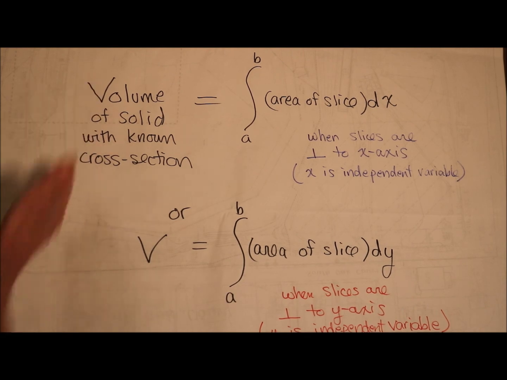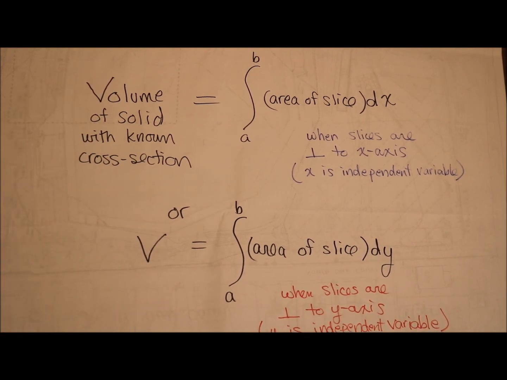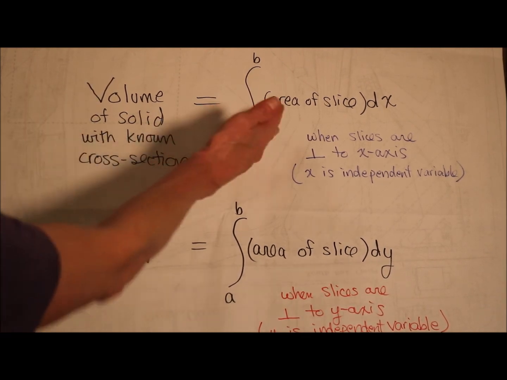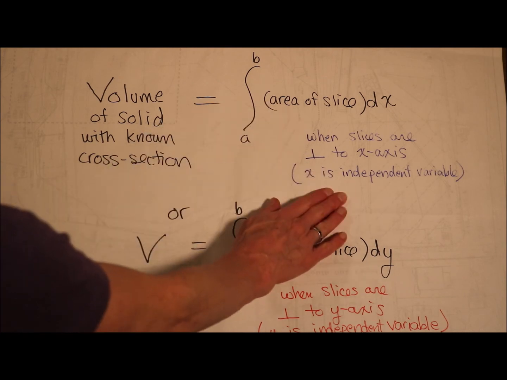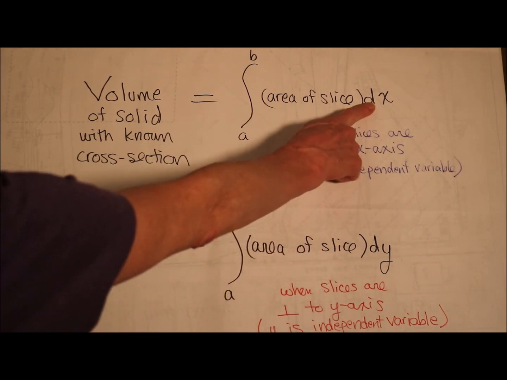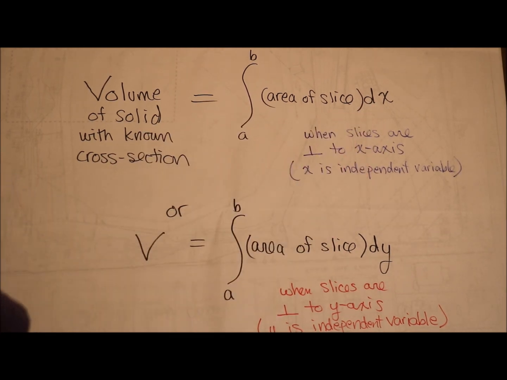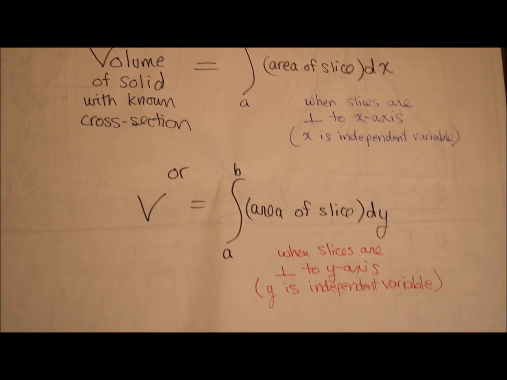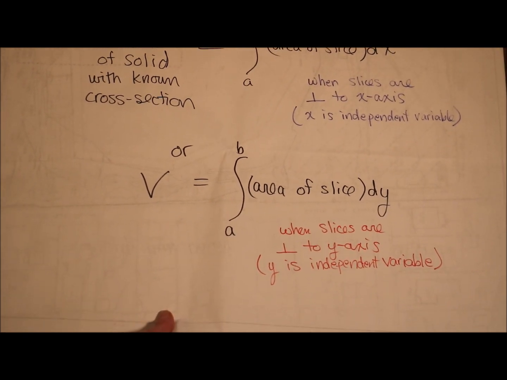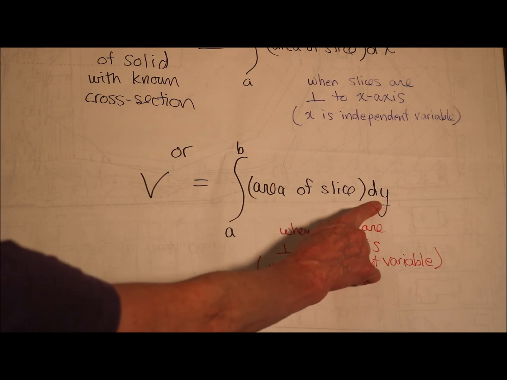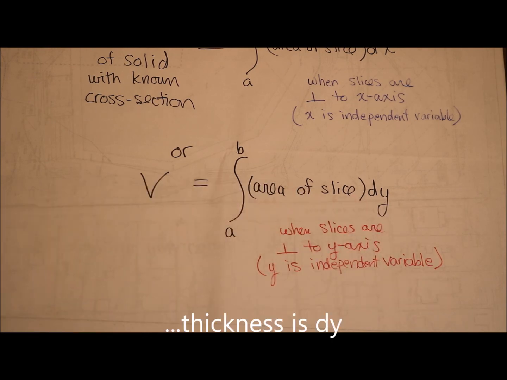So really, when you compare the formulas, if you will, they're exactly the same. If your slices are perpendicular to the x-axis, your thickness is going to be with respect to x. If your slices are perpendicular to the y-axis, your independent variable is y, so your thickness is dy. You go about it the same way.